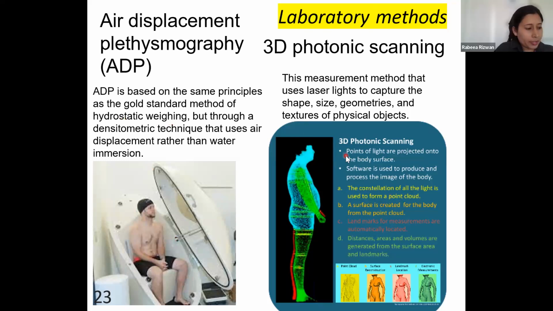Other is 3D photonic scanning. It is like a 3D scan of the whole body, which gives the whole body texture, size, shape, and geometry, which is called anthropometry, and all body measurements related to the scanning. Photo means light. Sorry, I said sound, no, it's light. By throwing light waves, we scan the body texture, size, and geometry, that is the physique of the body and its size.